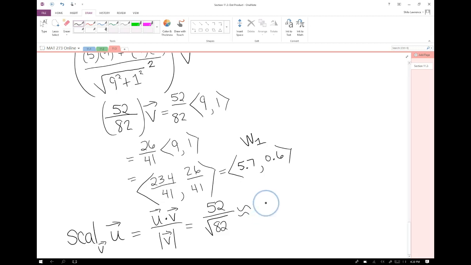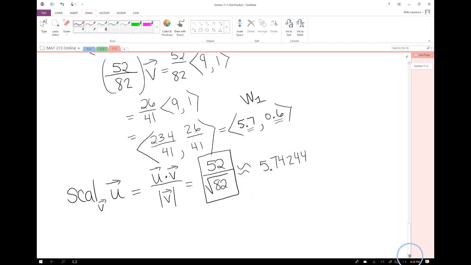And it's about 5.7 units long. So it would be the same thing as if we just did the magnitude of W sub 1. There are some more decimals after, so it shouldn't be exactly the same as what we're getting, 5.74244. So that 0.6 that we're moving vertically is not contributing much. But this is our scalar projection of u onto v. It tells us how much of vector v we need to use.